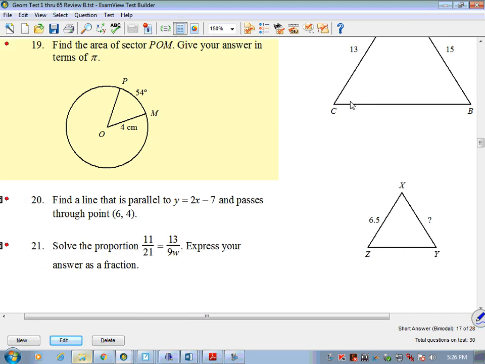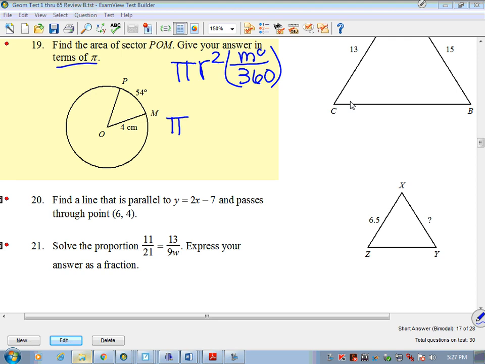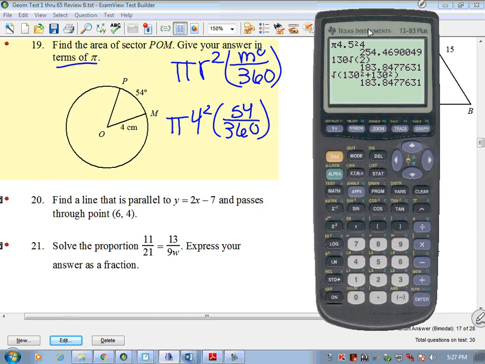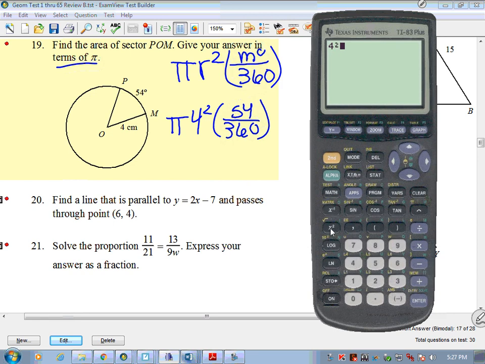Okay, 19. Find the area of the sector. We've done this. You've seen this formula, but you're going to see it again. Pi r squared times the measure over 360. Okay, we want it in terms of pi. That's always good news. Our radius is 4. Our measure of our angle is 54. So we don't have to use pi. Whenever I come into my calculator, all I do is 4 squared, 54, divided by 360, okay, 2.4 centimeters squared.